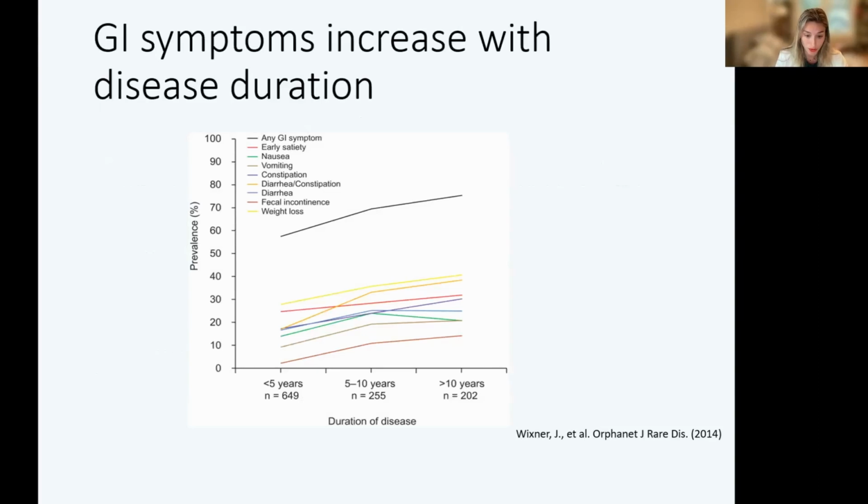In this same group, they also looked at what the propensity of GI symptoms was with the duration of disease. And what's clear here is the longer someone has any amyloid disease, the more likely they are to suffer from any GI symptoms. So rates of things like early satiety and other GI symptoms will go up over time.